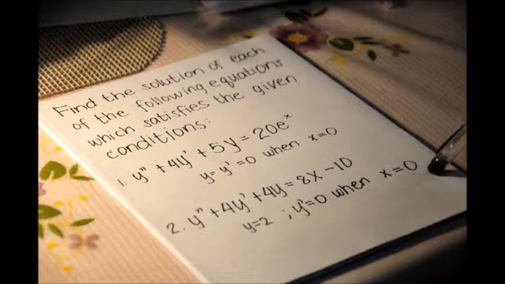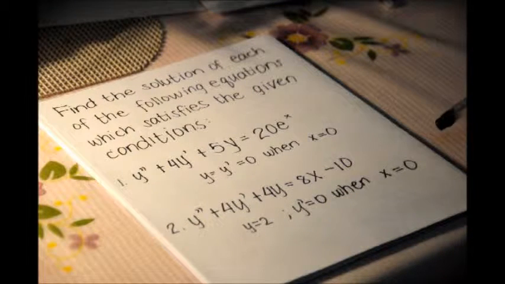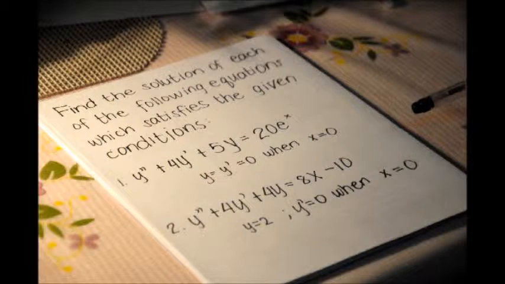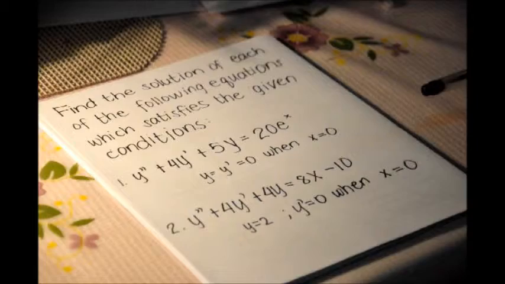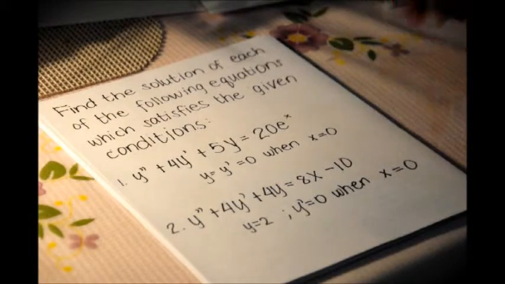For the first problem, it would be y double prime plus 4y prime plus 5y is equal to 20e to the x, wherein y is equal to y prime is equal to 0 when x is equal to 0. For the second problem, it would be y double prime plus 4y prime plus 4y is equal to 8x minus 10, wherein y is equal to 2, y prime is equal to 0 when x is equal to 0. So first, let us solve this equation.